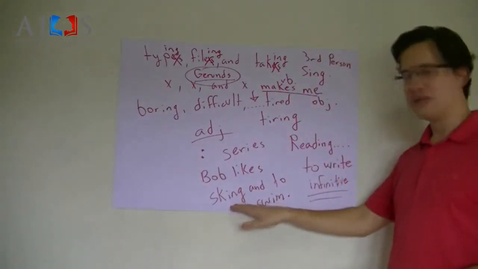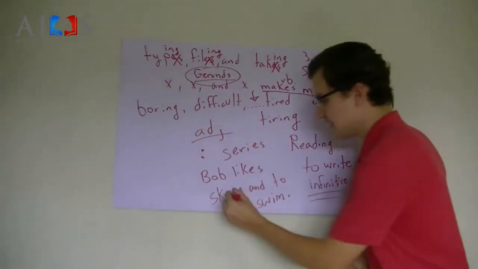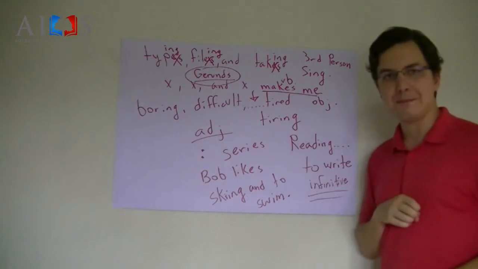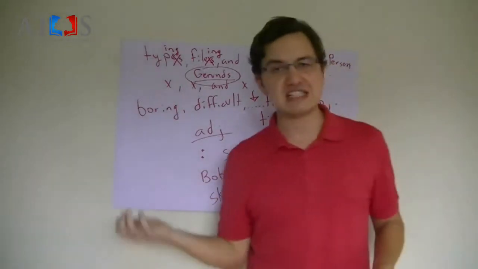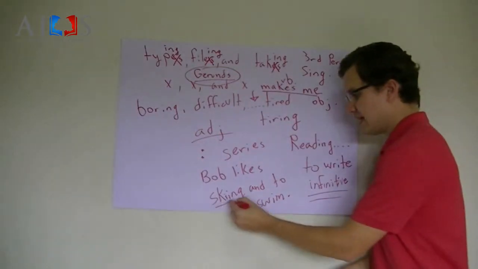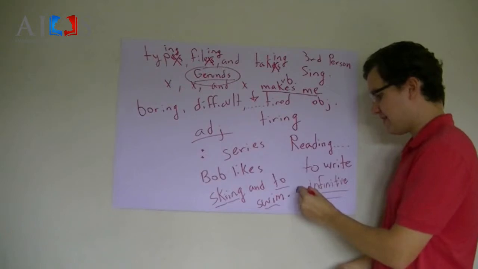We have a nice statement here. Bob likes skiing. Two I's here. Skiing. Bob likes skiing and to swim. Well, this is failed parallelism. One of these is a gerund, and the other is an infinitive.